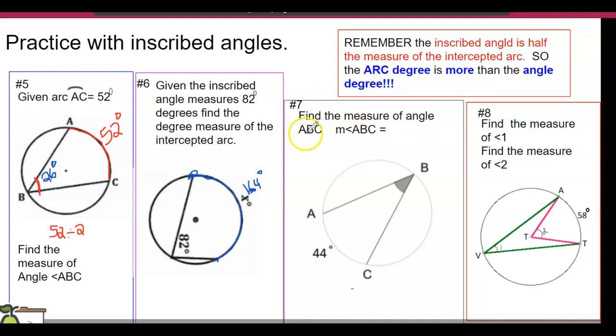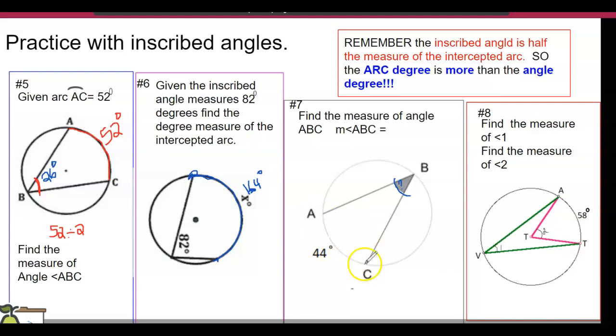Find the measure of angle ABC. Or you would write it like this, the measure of angle ABC. So I need to find ABC, this angle right here. So what is the measure of this angle? Remember, the angle is smaller. The arc is larger. So either multiply or divide.